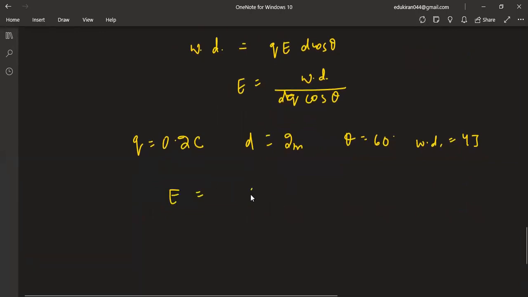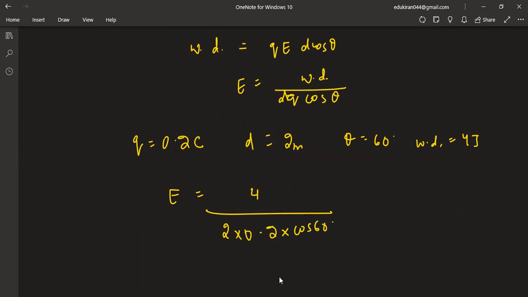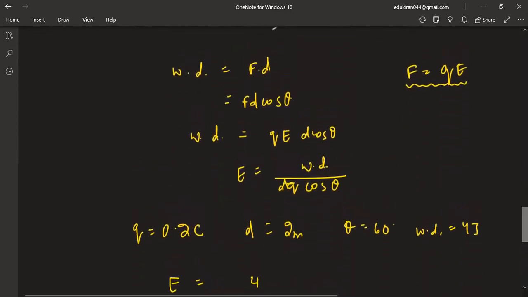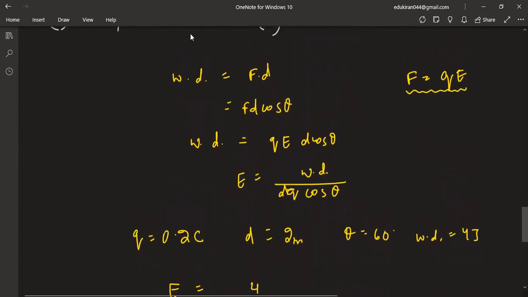E is work done, simply 4 joules, divided by 2 into 0.2 into cos 60. Directly you put it. So once you solve this, your answer will come out to be 20 Newton per coulomb. That is, I think, option D. So just check which answer you're getting. This is the method how to solve it. Note it down. In whichever questions you get stuck, just see which quantity is missing and use all the formulas. Just think of all the formulas which you have used to get that quantity.